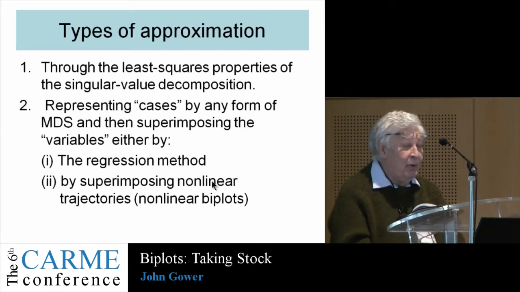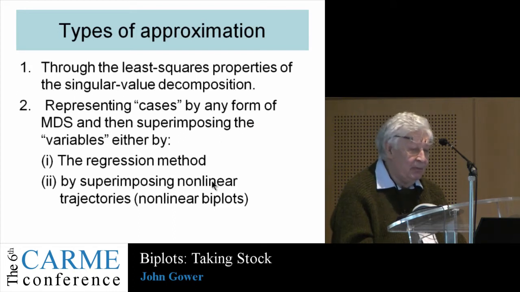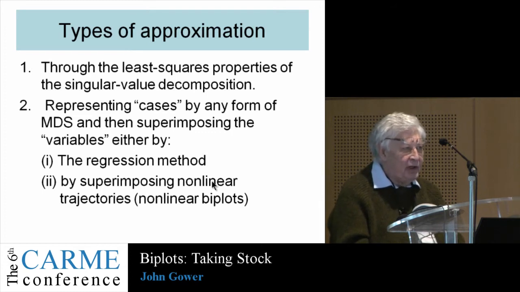I mentioned that an important aspect of biplots is that they're concerned with approximation. There are two main types, and this isn't a complete list by any means. One is one you're all familiar with and has been mentioned several times already, through the least squares properties of the singular value decomposition. And this will come up again and again. But also by using any form of multidimensional scaling, it doesn't matter what, to represent the cases, and then superimposing information on the variables on top of that.